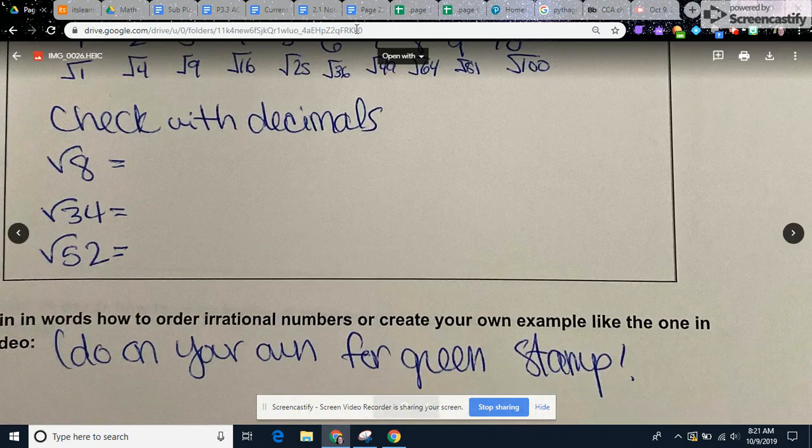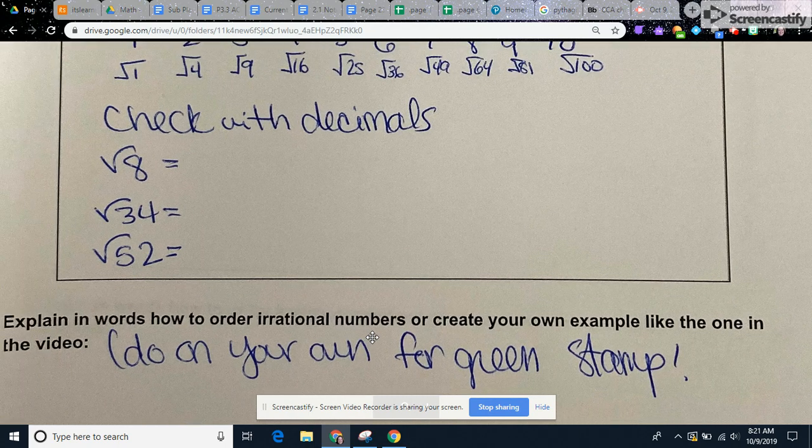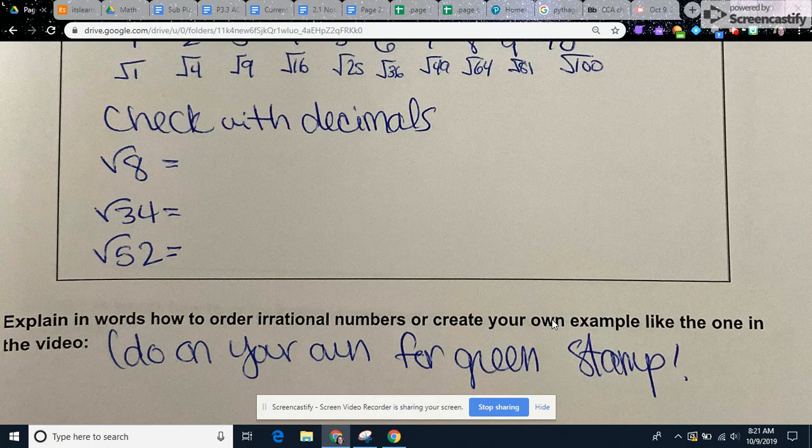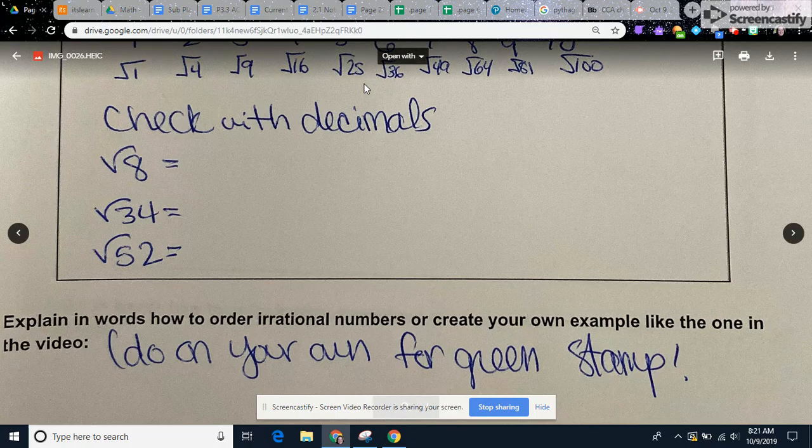Okay, and then down here, I want you to use your own words to get your green stamp. So how do you order irrational numbers? If you want to use words, you can, or if you'd rather create your own example, like the one in the video, or like the one I just did, you have to do that to get the green stamp on this page.